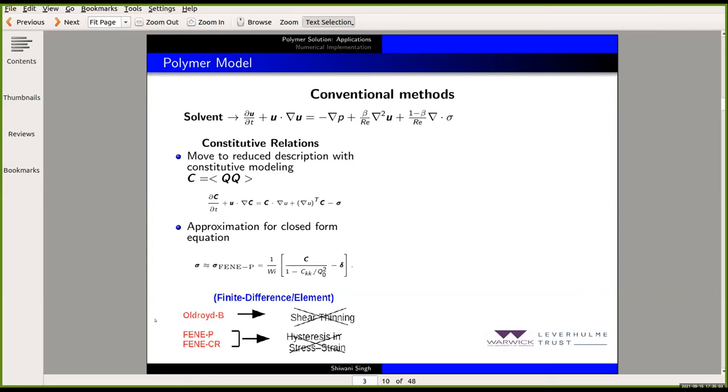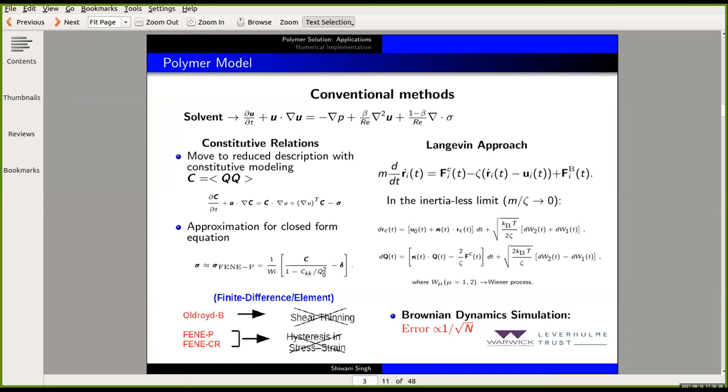The Oldroyd-B model, which is based on the Hookean spring, does not reproduce the shear thinning effect of the polymer solution. And the other models, which are based on the pre-average approximation of FENE-P and other approximations, lose hysteresis in stress and strain when we deal with extensional flow.